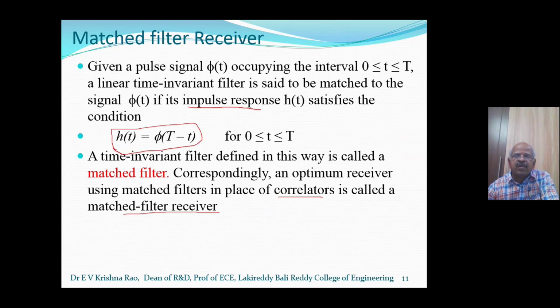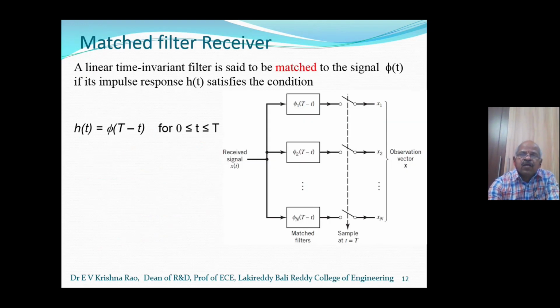So this is where time reversed and delayed by T seconds. Now these m number of correlators, in which each correlator has the transfer function phi 1 of capital T minus t, phi 2 of capital T minus t. These are the number of correlators.